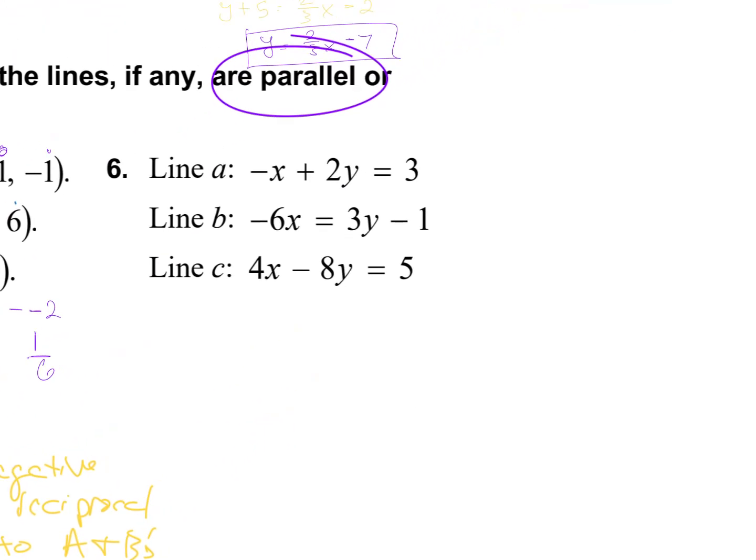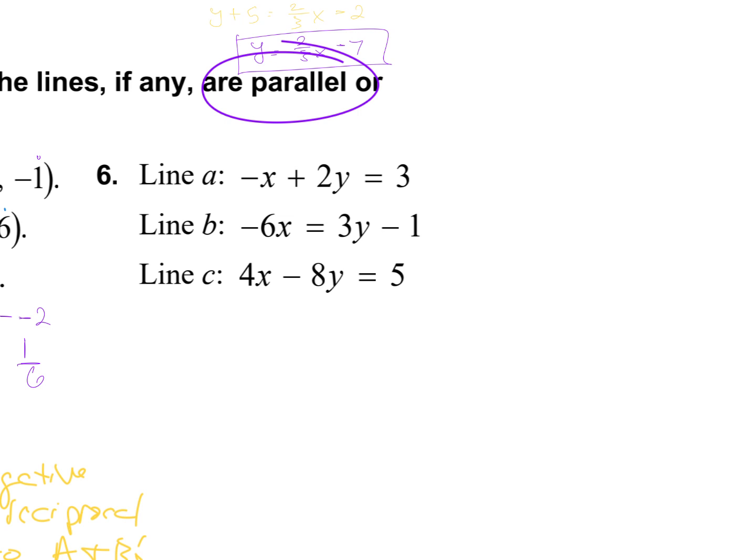Slide over here. Just like the previous one, we just need to get the slope. And just like the previous one, it would be helpful to get this in slope-intercept form. So we have 2y equals x plus 3, divide by 2 to get 1/2 x plus 3/2. I'm going to add 1, because that's kind of the fastest way to get y by itself. And then divide by 3, so we get y equals -2x plus 1/3.